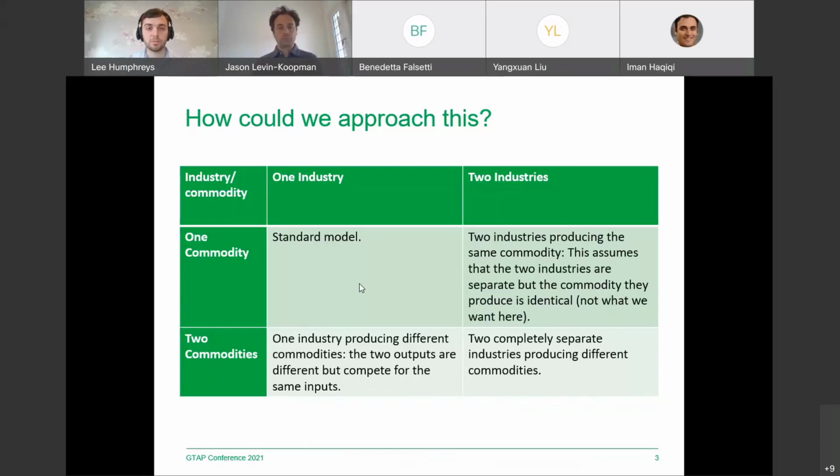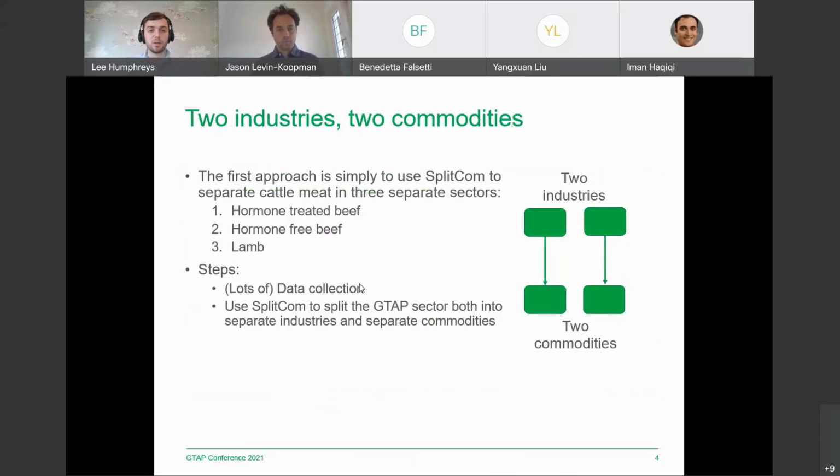So the two approaches that we're interested in are the two industry, two commodity approach and the one industry, two commodity approach. The two industry, two commodity approach is where there are two completely separate industries producing different commodities. They're almost so different that they're separate industries. And then the one industry, two commodity approach is where we've got two outputs that are different, but they're being produced by the same industry, so they compete for the same inputs. So first of all, I will go through the two industry, two commodity approach.